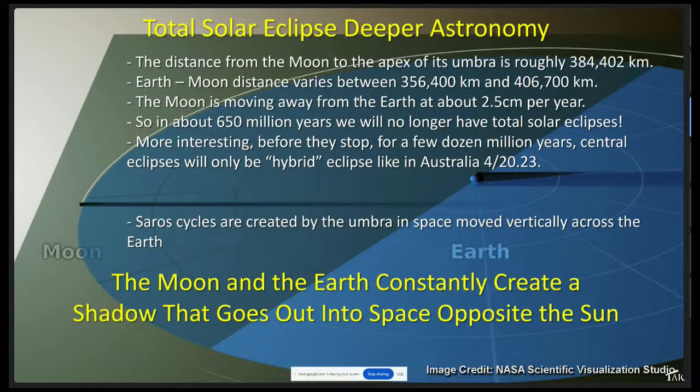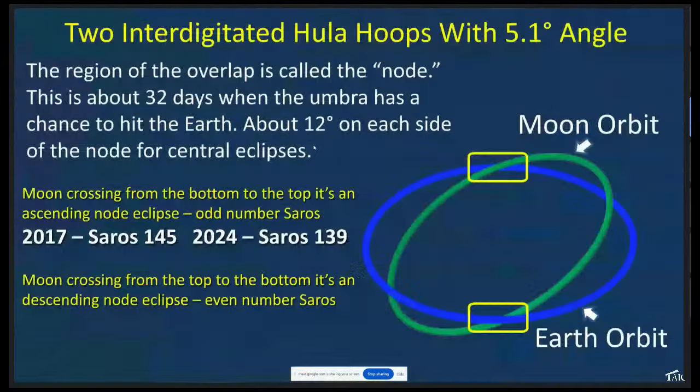But the thing that I think is interesting is there'll be a few dozen million years where we will only have hybrid eclipses, because the eclipse will be like the one that was just in Australia, where it starts as an annular eclipse, but then the Earth's surface rises into the tip of the umbra. You have a total eclipse for a little while, and then it goes back to an annular eclipse. So I think that's kind of interesting.